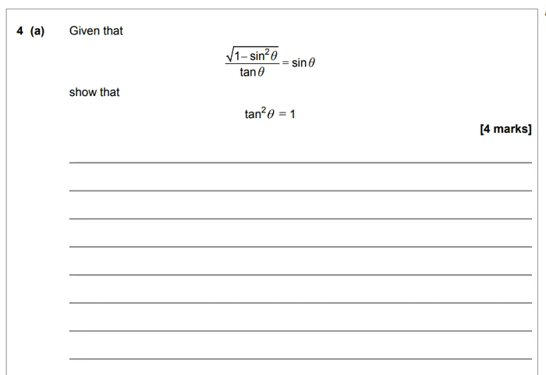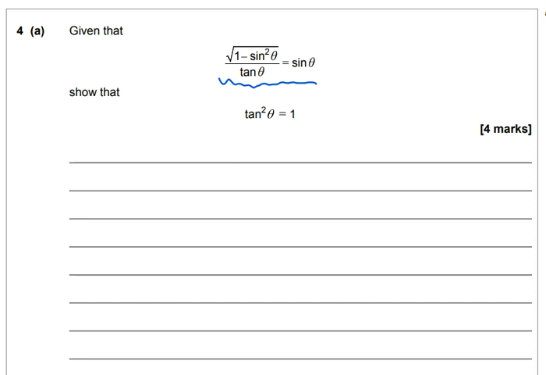Hi guys, in this video we're going to try to do a trigonometric problem. This one, 4a. We are given this equation and we want to show something. I want to show that the square of tangent theta is equal to 1. Now we want to use this quite important equation. We want to utilize this condition. Okay, now let's see.